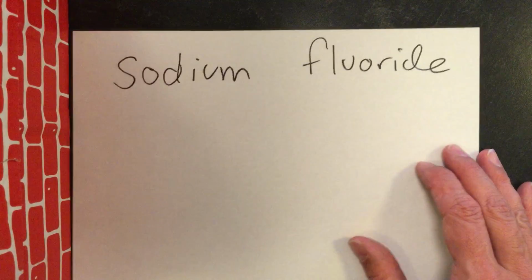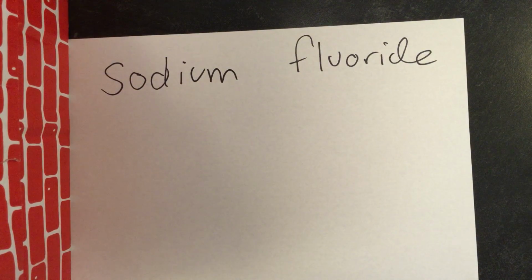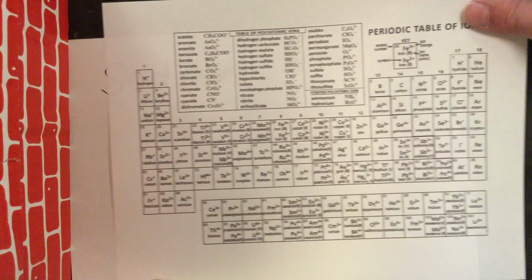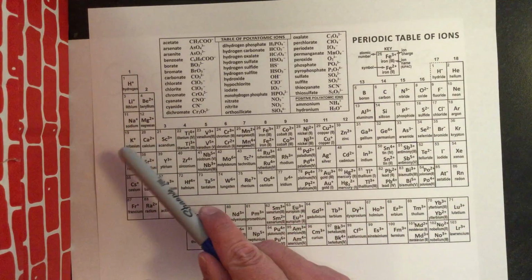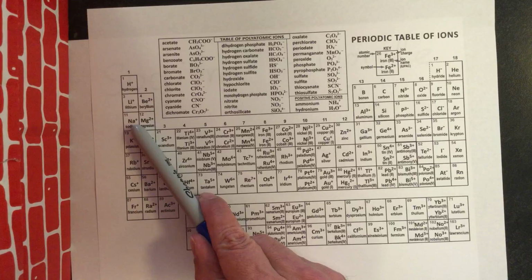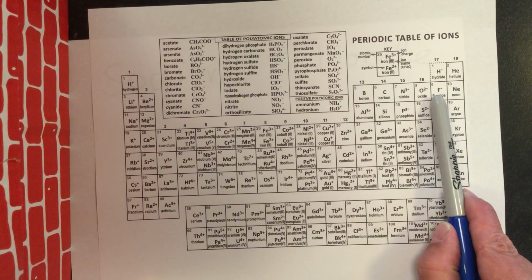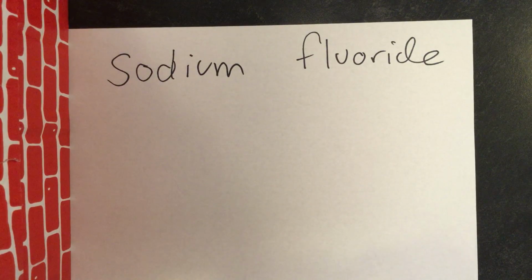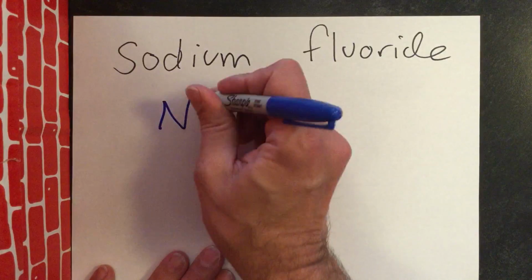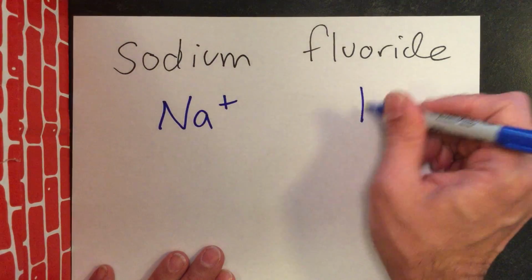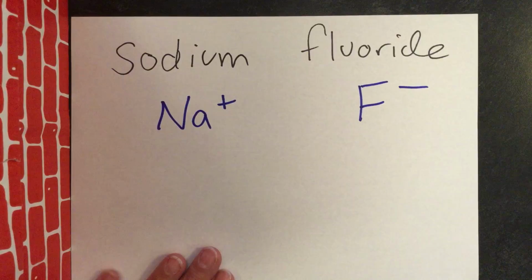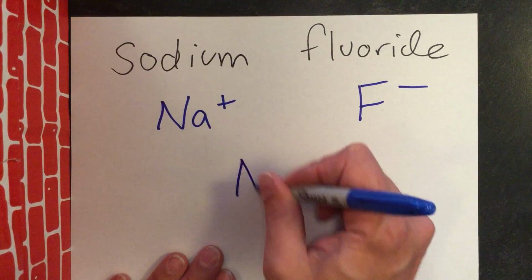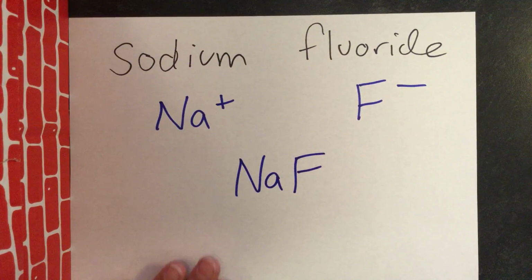So here's the first example. Sodium fluoride. Well, listen, it's as easy as finding it on the periodic table of ions. There's sodium, Na with a little plus, and way over here is fluoride, F with a little minus. So it really is just a matter of finding them and writing them down. So sodium, Na with a plus, fluoride, F with a minus. Hey, look, the charges match. One plus and one minus. So just jam them together. The formula for sodium fluoride is NaF. Look at you. You're a chemist.